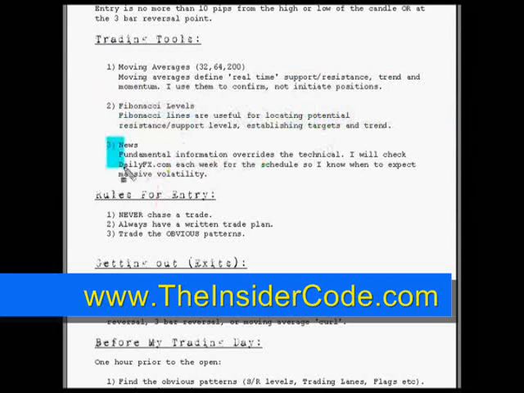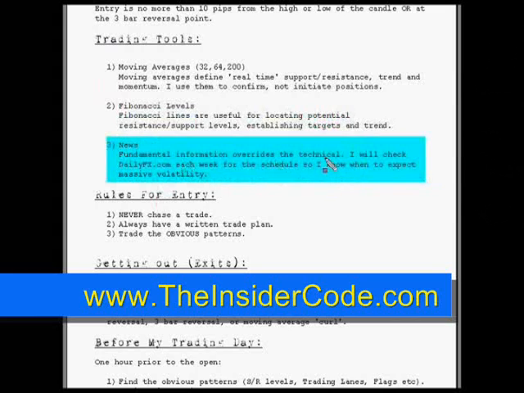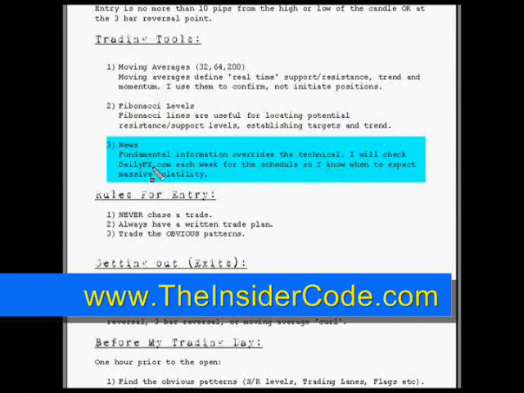We also took a look at news. We've got to remember fundamental information overrides the technical. I'll check dailyfx.com each week for the schedule so I know when to expect massive volatility.